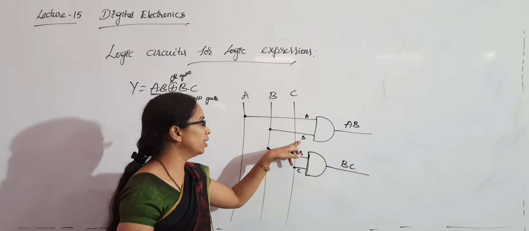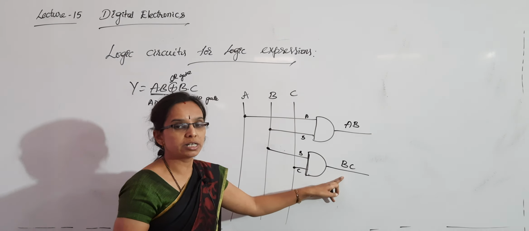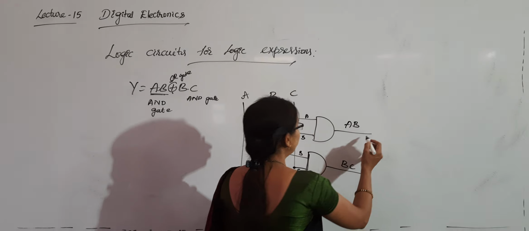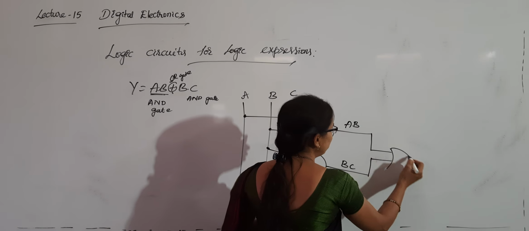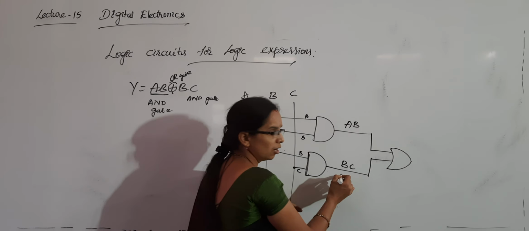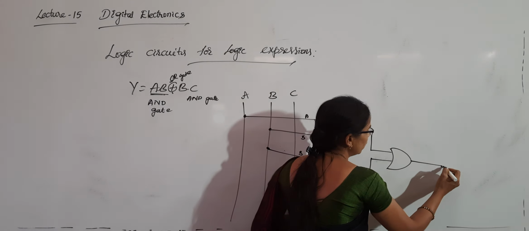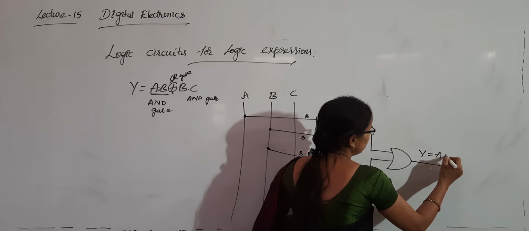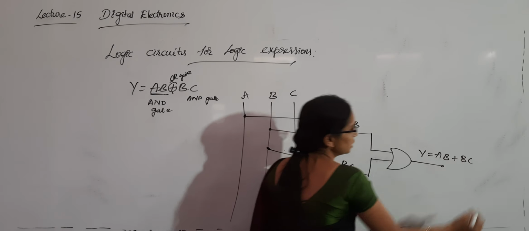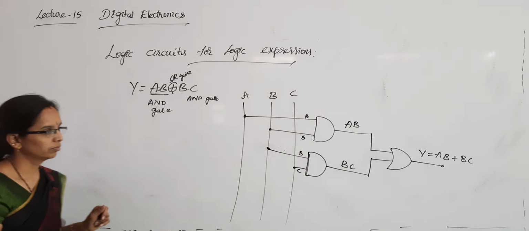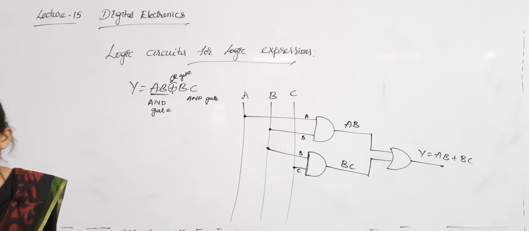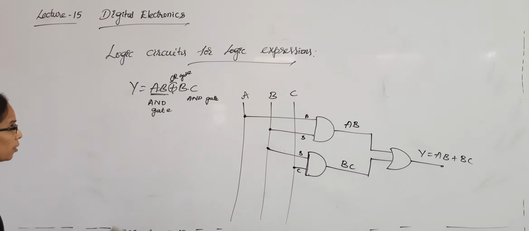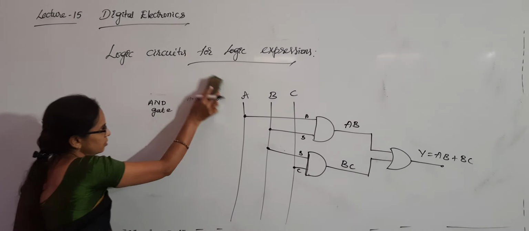In the same way, B and C are the inputs, the output will be BC, and we have to OR them. So, if you take these outputs AB and BC, I will put an OR gate over there. Y is equal to AB or BC it will be. Right? This is how we will draw logic circuits for logic expressions.